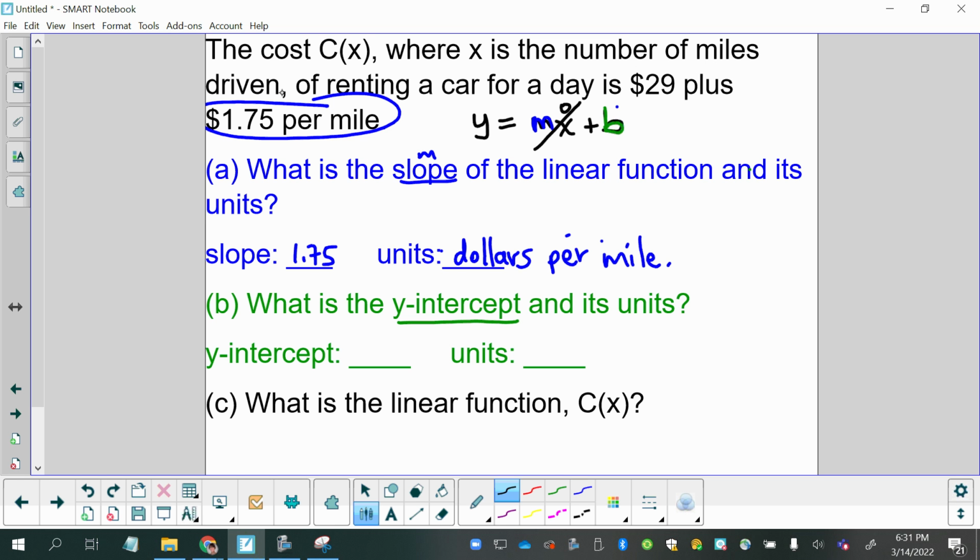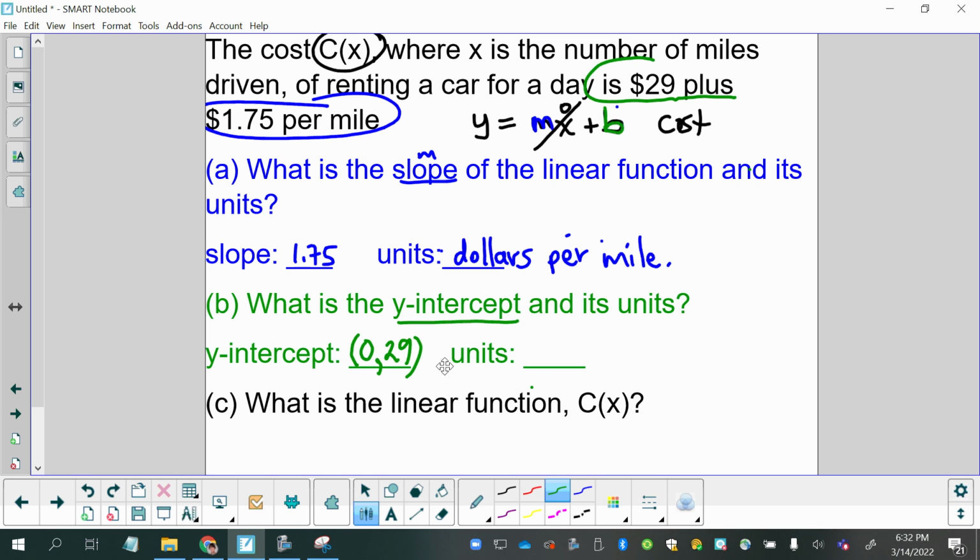And why do we know we're asking for cost? Because it says c of x is the function that we're trying to create, and function notation like c of x could be replaced with the y variable. So the cost is the y variable. The cost, when no miles have been driven yet, is $29, because it says for a day is $29 plus $1.75 a mile. So before we've driven anywhere, we do have to put down that $29. That's our y-intercept, and as an ordered pair, you would write (0, 29).